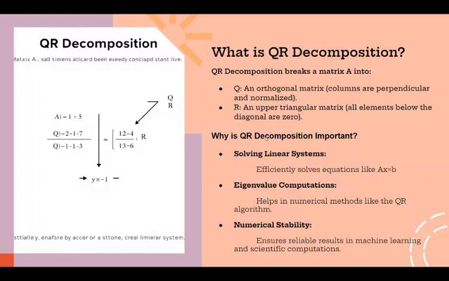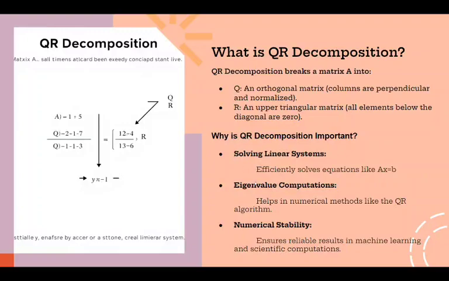Why is QR decomposition important? Now you might wonder, why should we care about QR decomposition? Well, it's incredibly useful, like for solving linear systems. Let's say you have an equation like Ax = b. QR decomposition lets us rewrite A as Q times R, and solving this is much easier. This is super common in machine learning.